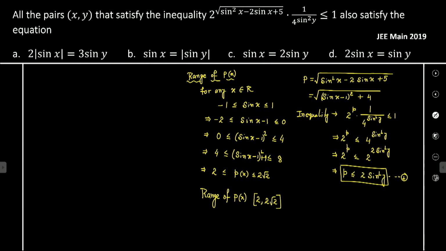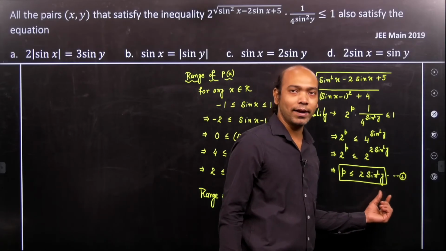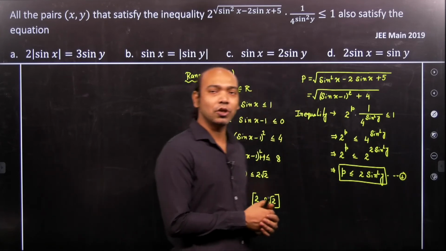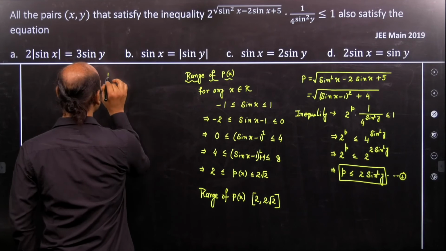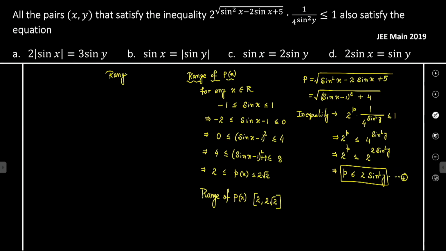That's it. Now, obviously we look for the 2 sine square y, right? So let's try to find out the range of 2 sine square y. So we'll follow the same concept. Now, if I'm trying to calculate the range of 2 sine square y, obviously for any real number y, minus 1 less than equal to sine y less than equal to 1. So if I square them up, obviously 0 less than equal to sine square y less than equal to 1.